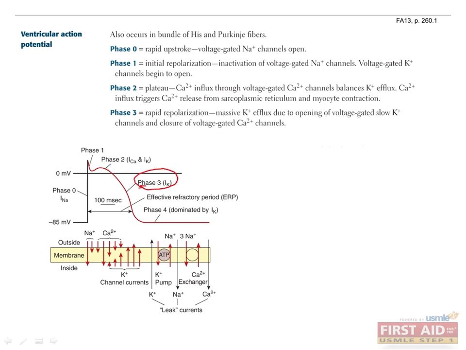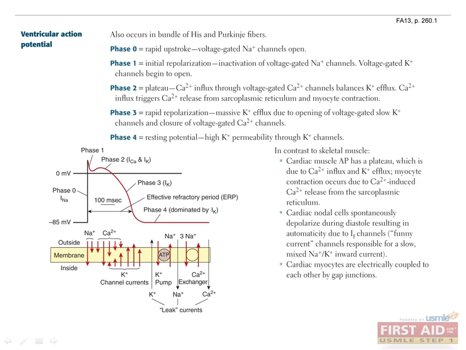Phase 3 is the rapid repolarization, which occurs as calcium conductance decreases with closure of the calcium channels, and there is a massive potassium efflux due to opening of the voltage-gated slow potassium channels. This large outward potassium current hyperpolarizes the membrane. The final phase, phase 4, is the resting potential and is the time when potassium influx and efflux are equal.